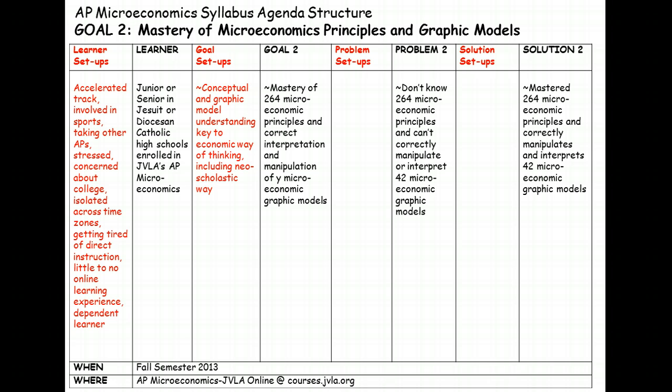Next, I thought about the goal setups or the motivation for this goal. I filled in that section. So the goal again in the goal 2 column is mastery of those 264 principles and 42 graphic models. And the motivation for that is that conceptual and graphic model understanding is a key to the economic way of thinking, including the neo-scholastic way of economic thinking.